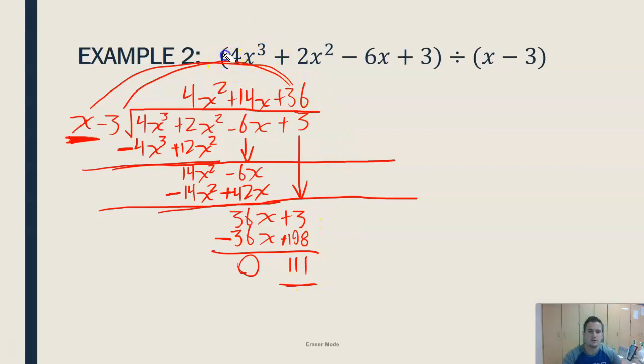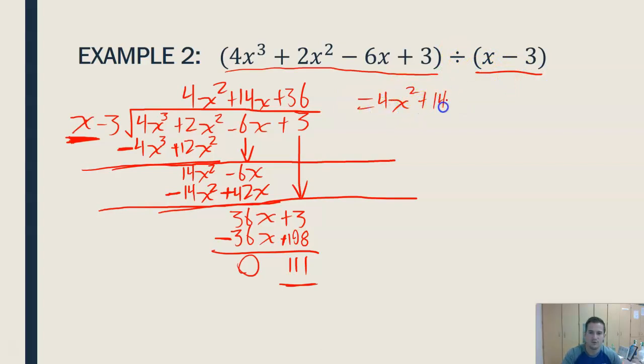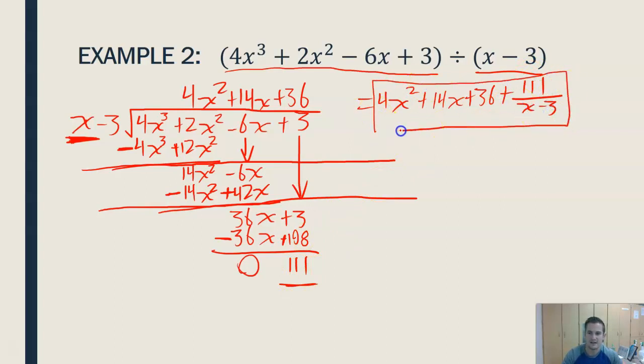So my answer, 4x cubed plus 2x squared minus 6x plus 3 divided by x minus 3 is 4x squared plus 14x plus 36, and I have a remainder, so plus 111 divided by x minus 3. So that is my answer. Those don't divide perfectly, so I have a remainder. That often happens. If you ever have a remainder of 0 in the very end, this part just goes away, and you're left with this polynomial as the quotient. But since I had a remainder here, I'll write that remainder over the divisor, or over x minus 3.